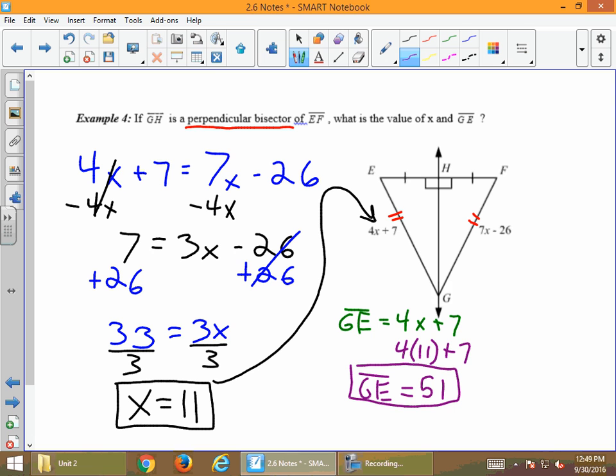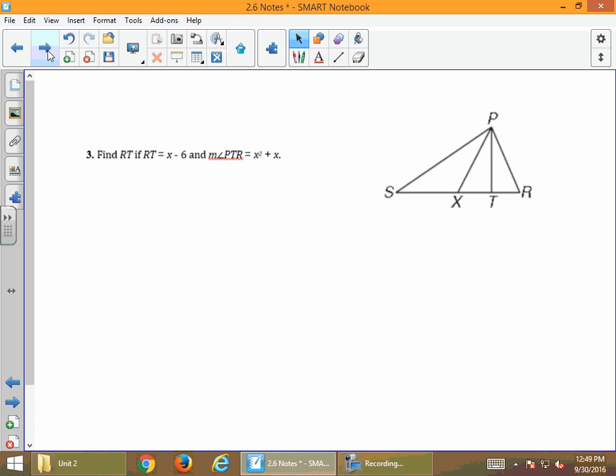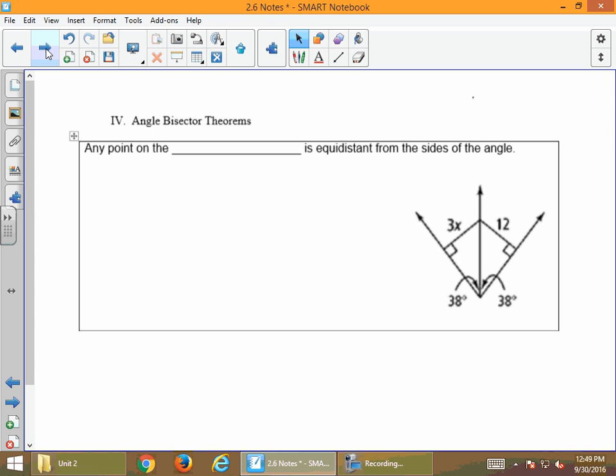It doesn't ask for it. What's GF? You shouldn't even have tried to plug it in, because you know they're going to be congruent. Right? So good, we're good with those perpendicular bisectors, equidistant? Skip that one. Let's talk about this other one.